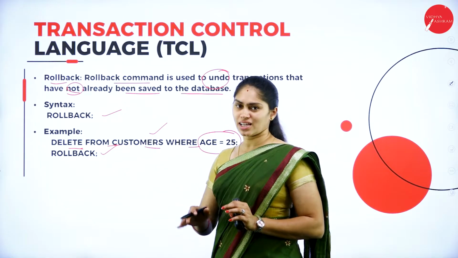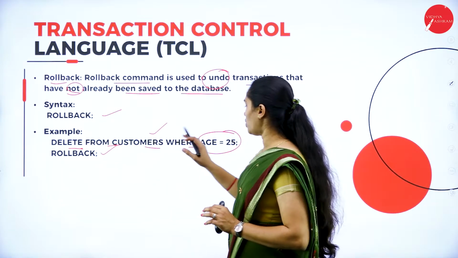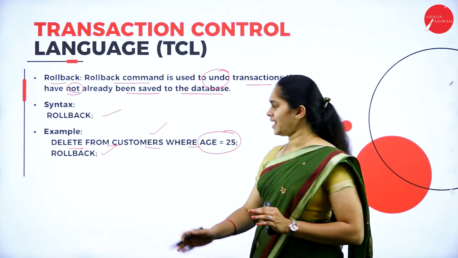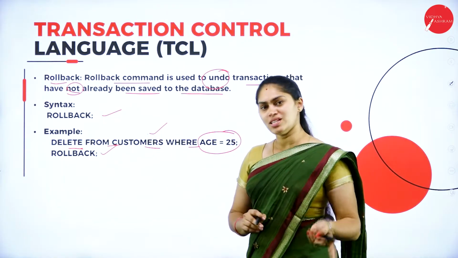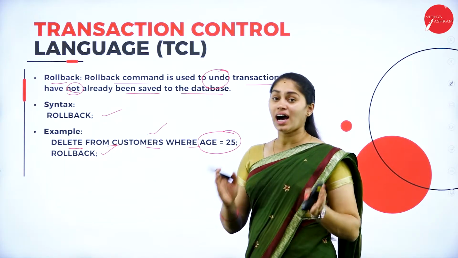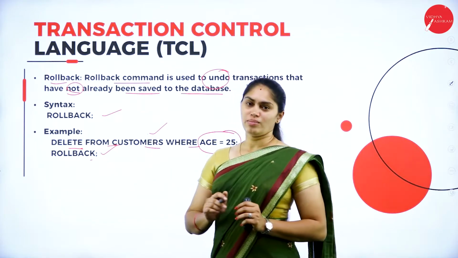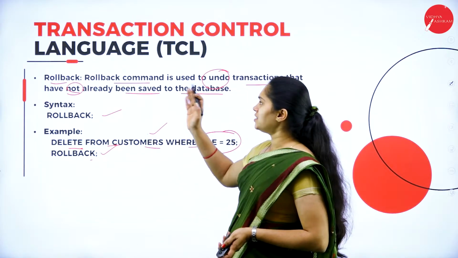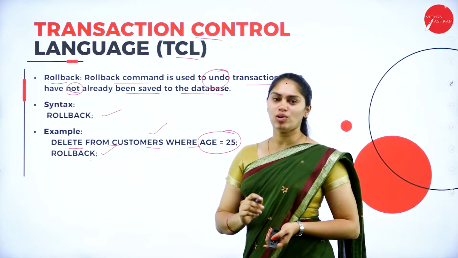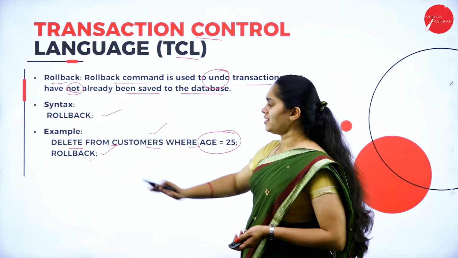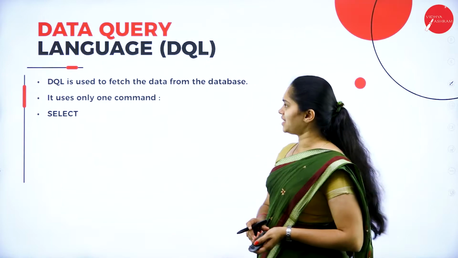If I am not using a commit command here, whatever rows have been deleted from this customer table will just come back to the same table again if I am using this rollback command. This is how the transaction can be controlled by making use of the commit and rollback commands. We'll see the last one.